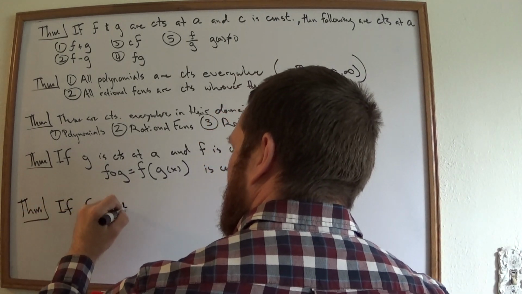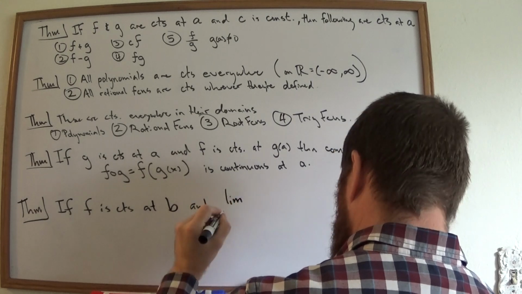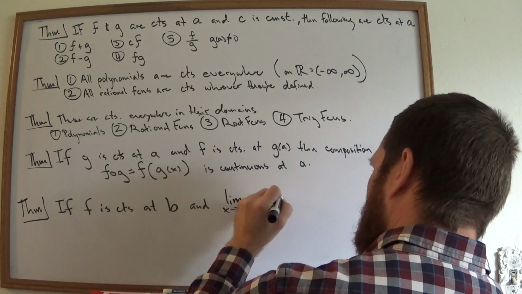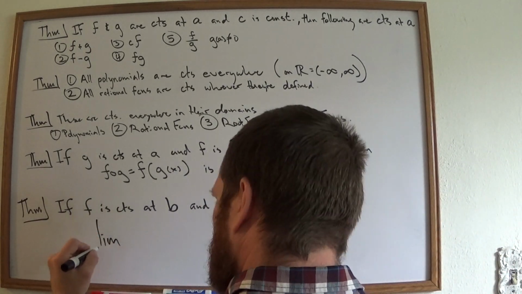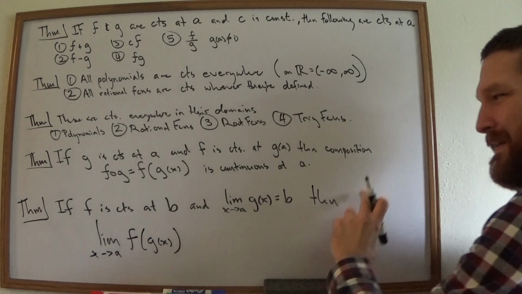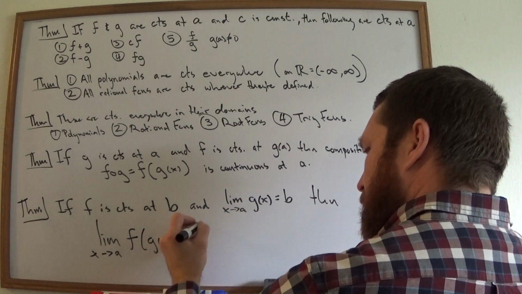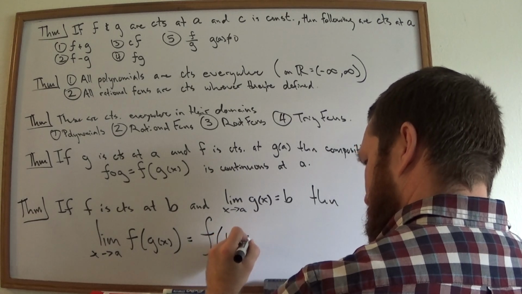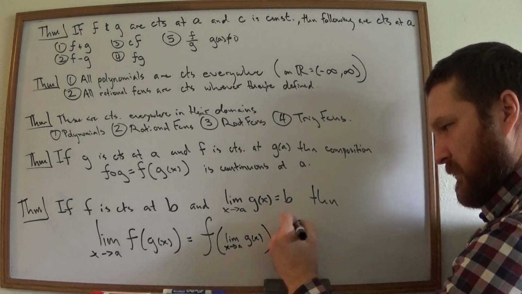If f is continuous at b, and the limit as x goes to a of some function g of x is equal to b, then the limit as x goes to a of f of g of x, which is why I said I did these backwards, this one should have been first, is equal to f of the limit as x goes to a of g of x, which, as we said, is equal to b, is just f of b.